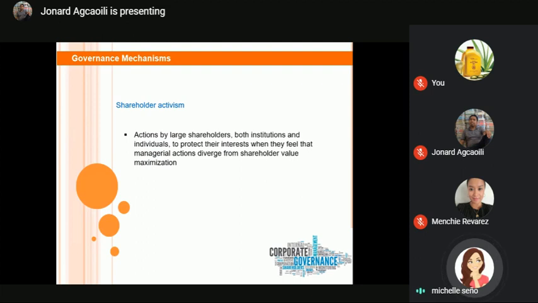Governance mechanism. Shareholder activism: actions by large shareholders, both institutions and individuals, to protect their interests when they feel that managerial actions diverge from shareholder value maximization.